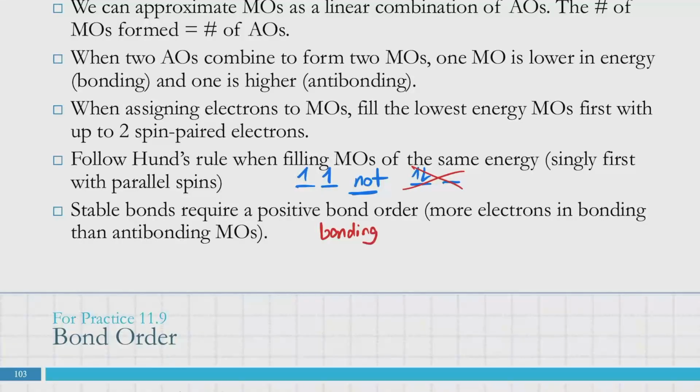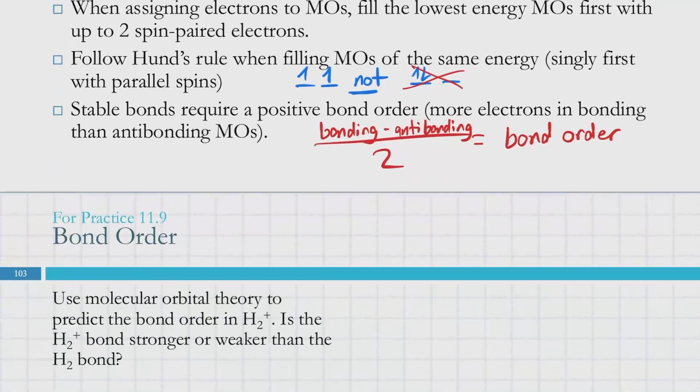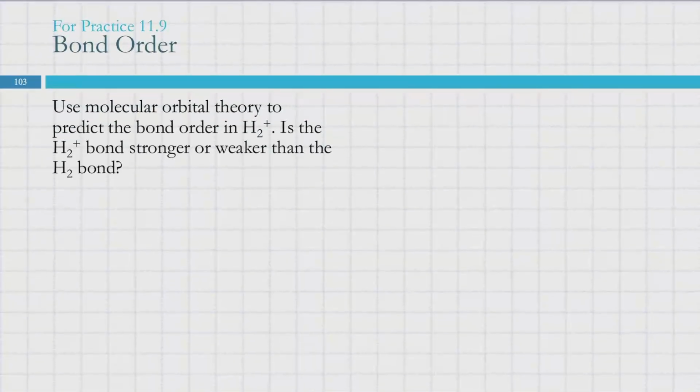And our bond order calculation is bonding minus antibonding, the number of electrons in those, divided by 2. That's our bond order. So slide 102 is a good review slide. We're not done. We're going to do more stuff. This is just our basic intro to bond order.